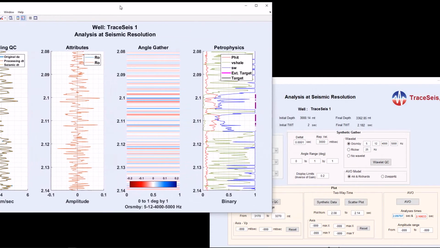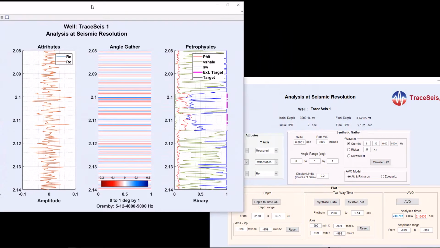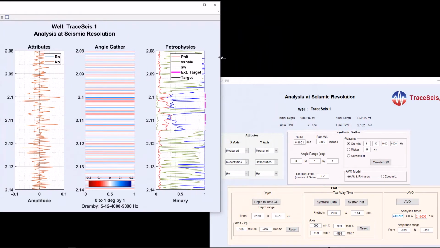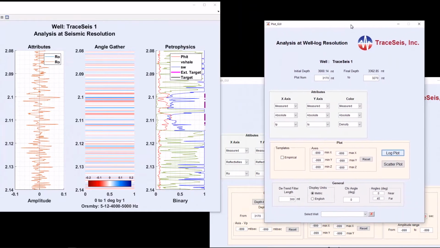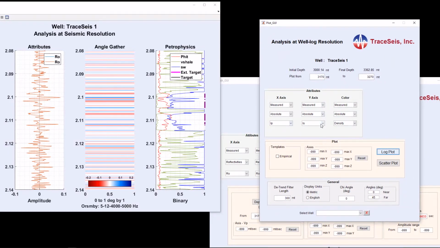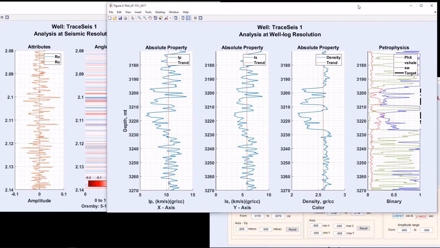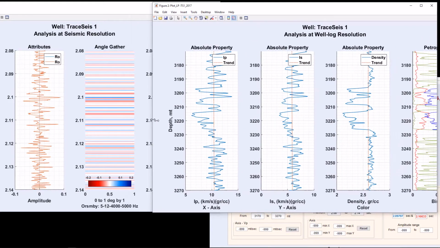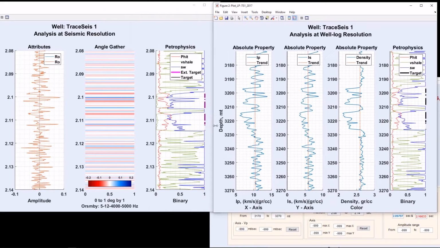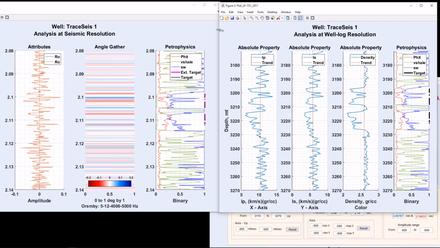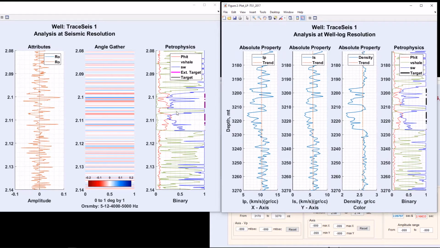I'm going to hide the sampling QC track because we're not going to need it. And I am also going to create a plot in depth. I'm going to plot P impedance, S impedance, and density. Here I have also made a zoom going from 3170 to 3270 meters. So we have here in the left the reservoir in time, and in the right the reservoir in depth.